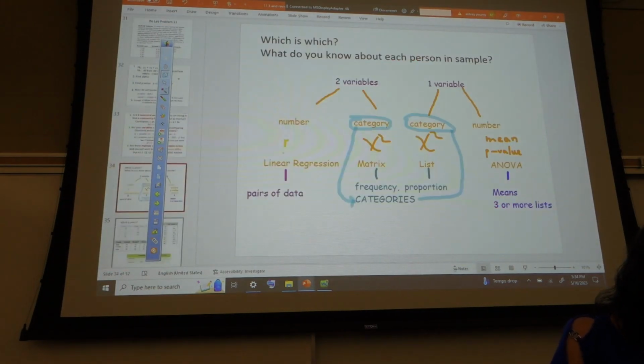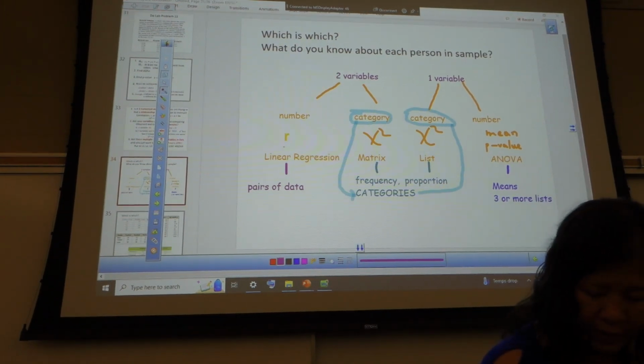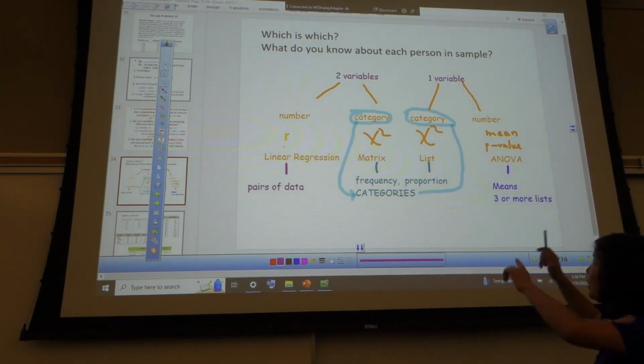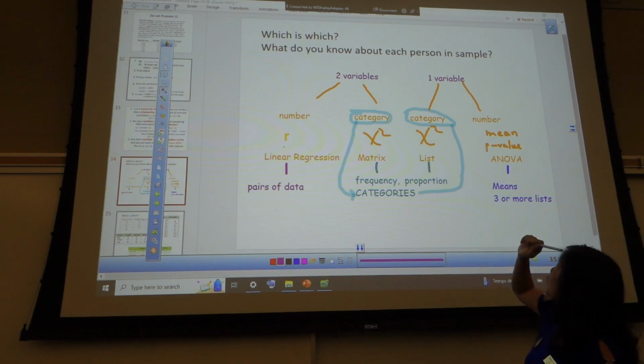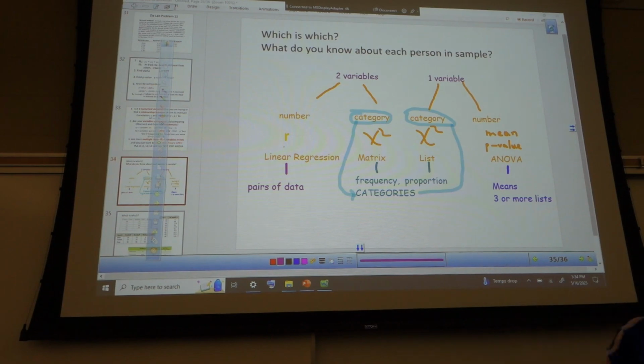So I did this for folks kind of towards the beginning of COVID, and they found it useful, so I've kept it since then. Another way of looking at it is the variables. So what do you know about each person in the sample? If you know two variables and they're numbers, that's linear regression. That's when you find the R and they're in pairs of data.